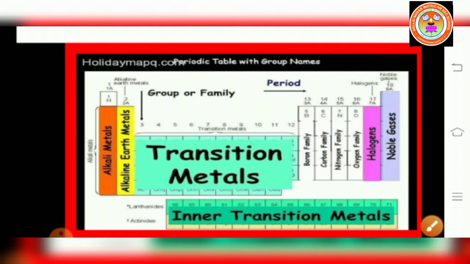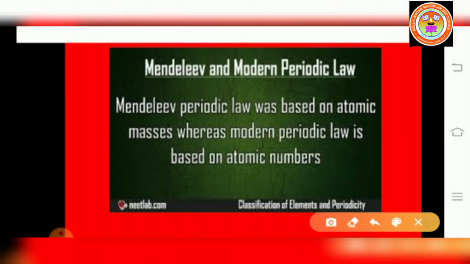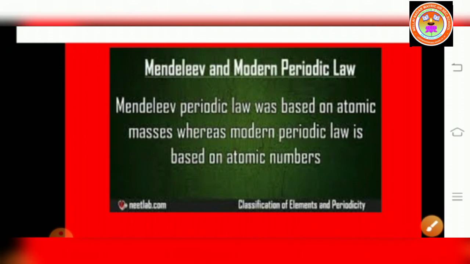Okay children, let us see the difference between Mendeleev's periodic law and modern periodic law. Mendeleev's periodic law was based on atomic mass, whereas modern periodic law is based on atomic numbers.